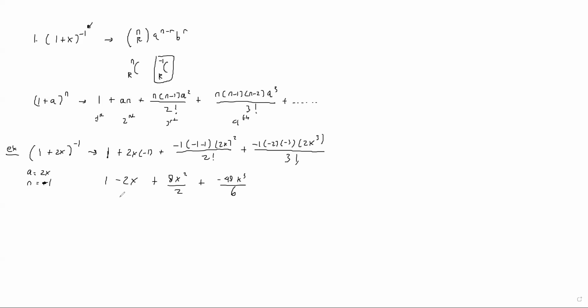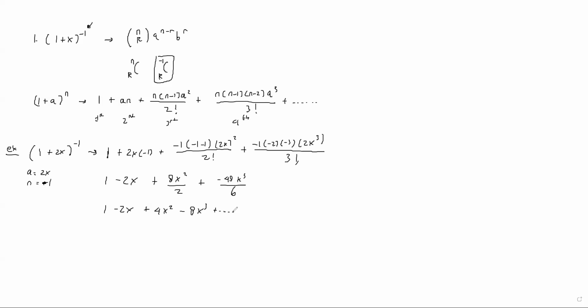Now we just need to simplify this one. What do we have? We're going to end up with 1 minus 2x plus 4x squared, and then minus, we can divide this number, so we get 8, so that will be -8x cubed, and so on. And that's how we expand a negative power.